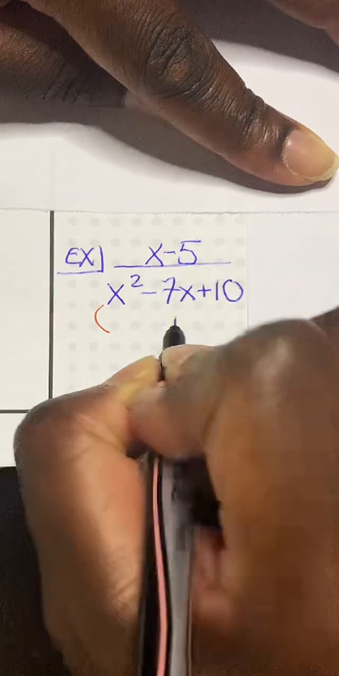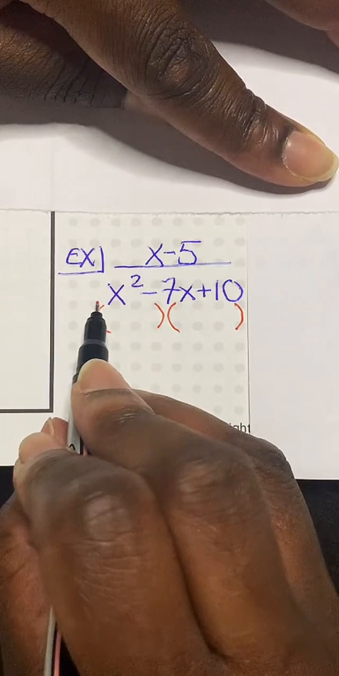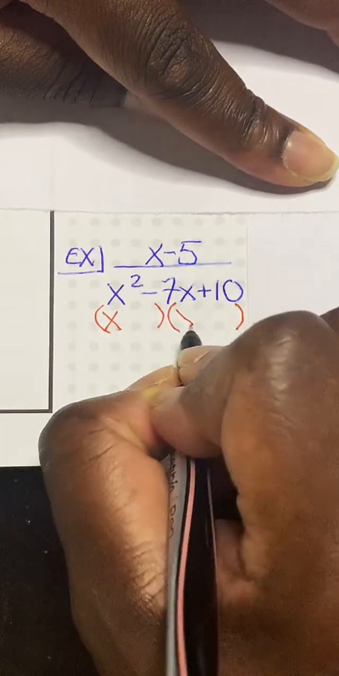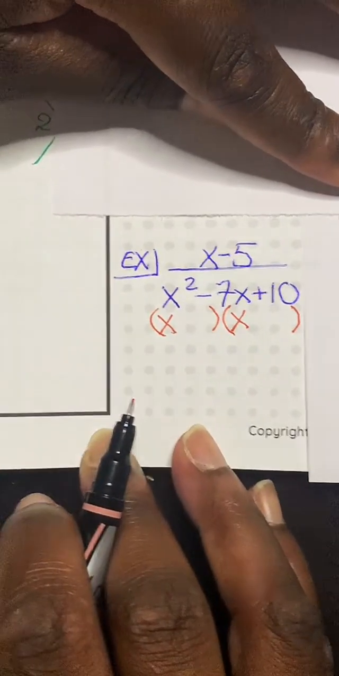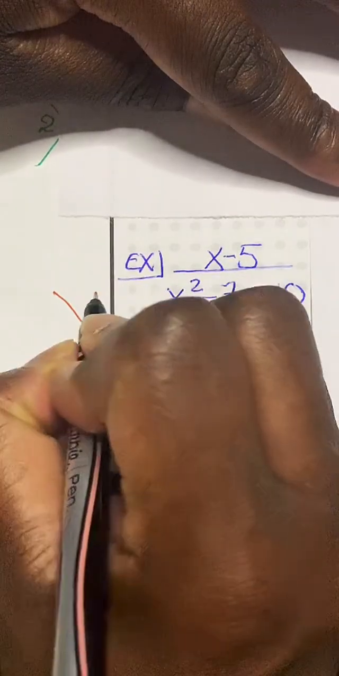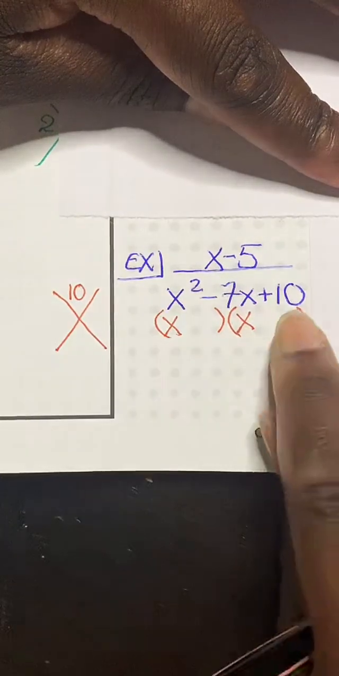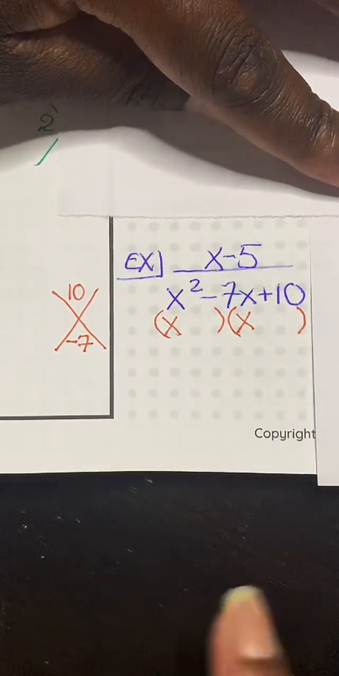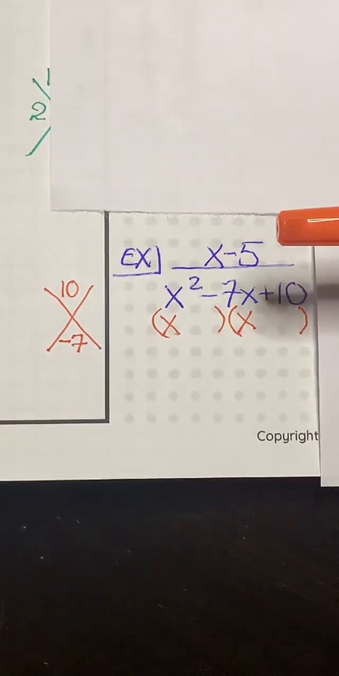My leading coefficient is a 1. This is the only way the trick works: if my leading coefficient is a 1, split your x's. Just split them up. So now we're thinking, what two numbers multiply to give me my constant, which is 10, and add together to give me negative 7? Think about what multiplied together will give us 10. Now we looked at that before.